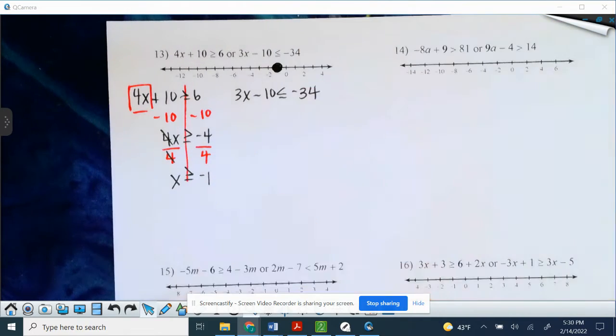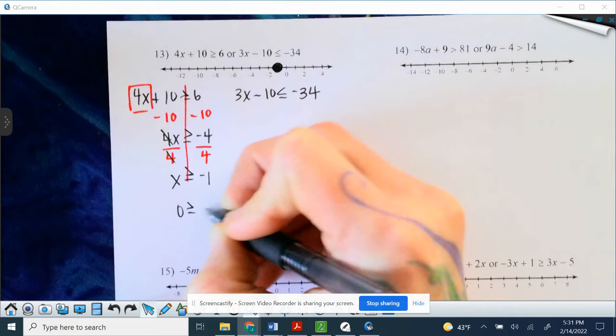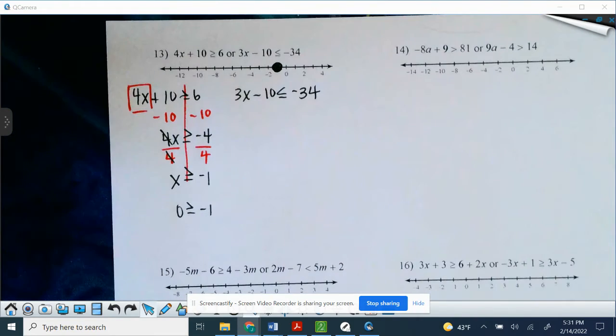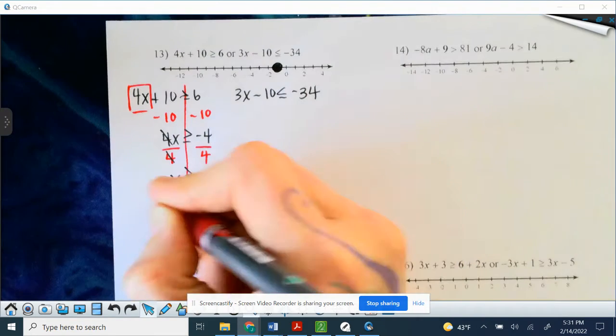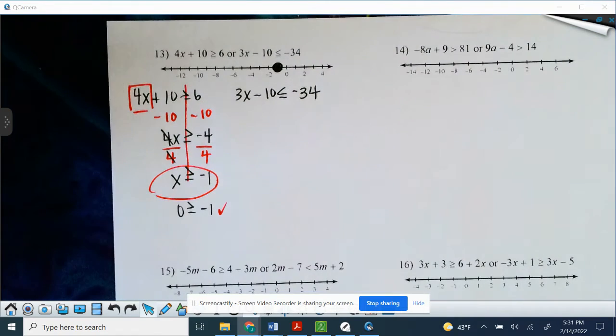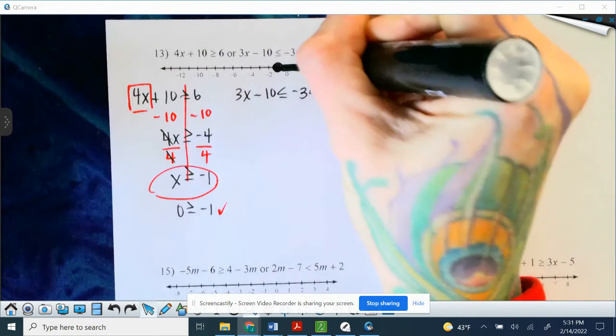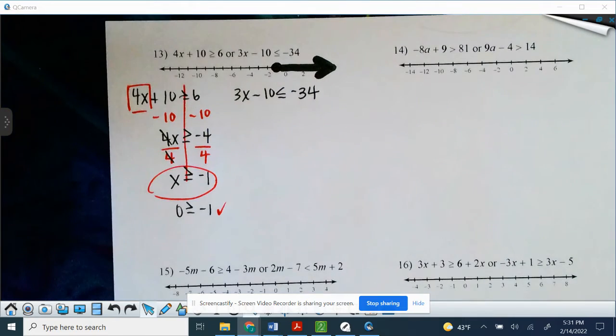We can try our test point. Is 0 greater than -1? It is, indeed. That's our answer. So we are going to shade towards 0, which is to the right, with a solid circle.